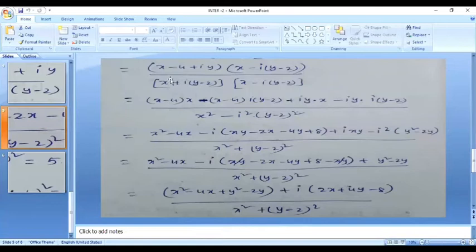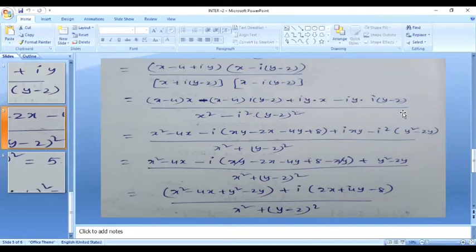Now the multiplication. First the real part: x minus 4 into x. Next, x minus 4 is plus and the other term is minus, so minus (x minus 4) into i(y minus 2). Now the second term, iy, multiplied with x: plus into minus is minus. Then iy into i(y minus 2).